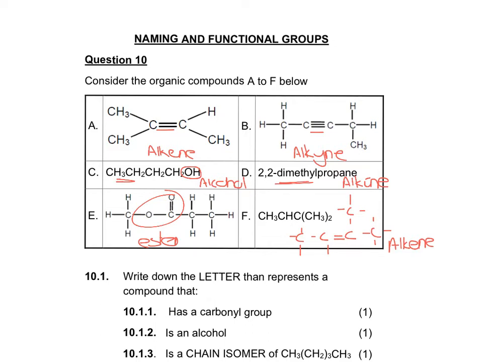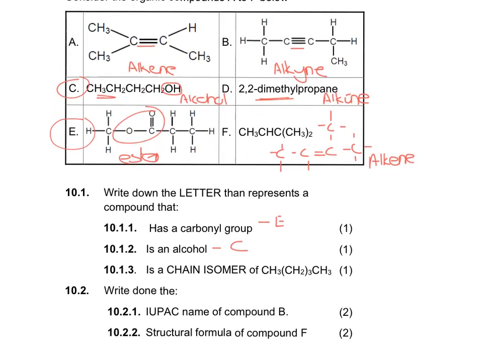So, 10.1. Write down the letter that represents a compound that has a carbonyl group. Not carboxylic acid, not a carboxyl group. That would make it an acid. We don't have any acids. We have a hydroxyl group, which is C. So the carbonyl group must be E. I've actually answered 2 as well, because now they say which one is the alcohol. Well, that's C.